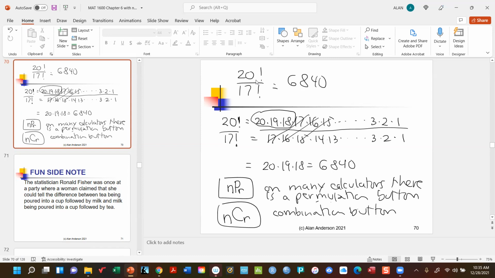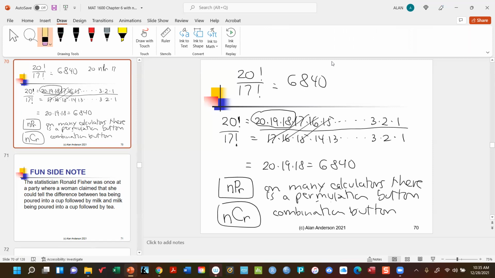In other words, what you would do is you would type, for example, in the top case, 20, then you would hit the nPr button, and then you would hit the 17, and it would give you 6840. With combinations, the same thing. You type the N first, the button, and then, now you notice how it says R here. We're using X. It doesn't matter. That's the number of objects you're selecting. So this is what you would do. Oh, yes, exactly. So if you do have one of those calculators, you might as well take advantage of it.